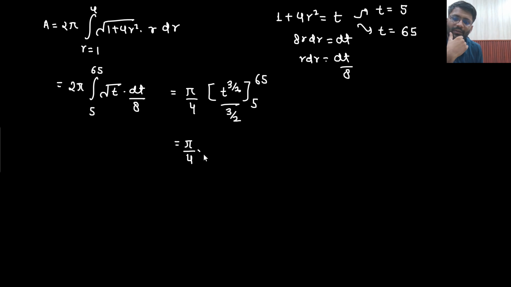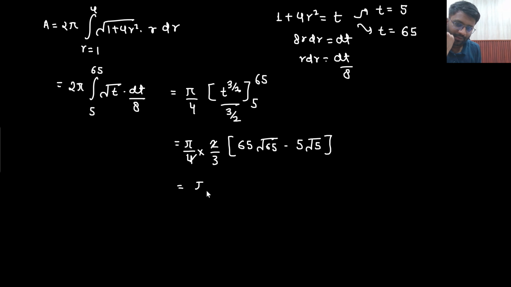Pi by 4 into 2 by 3, 65 under root 65 minus 5 under root 5. So here what you will be getting is pi by 6, right? This will be pi by 6.